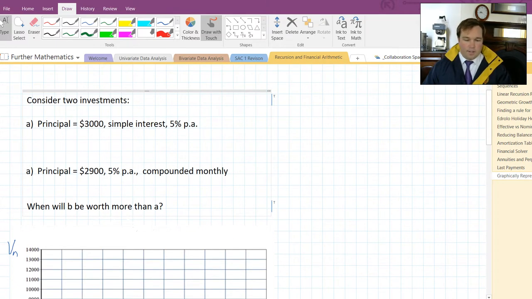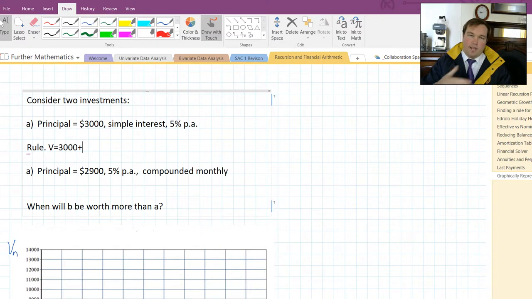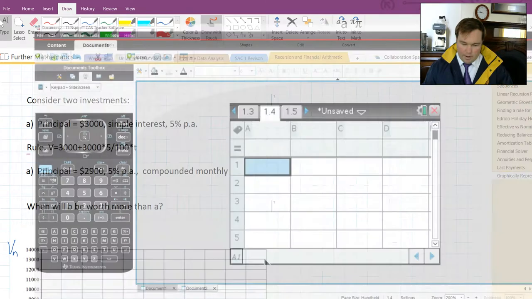So here, the principal 3,000 invested at simple interest at 5% per annum. The rule for this is the value will be equal to 3,000. So it starts off at 3,000, and then what's added on is 5% of 3,000 every year. So 3,000 times 5 on 100 times t for the number of years. So let's look at that graphically.